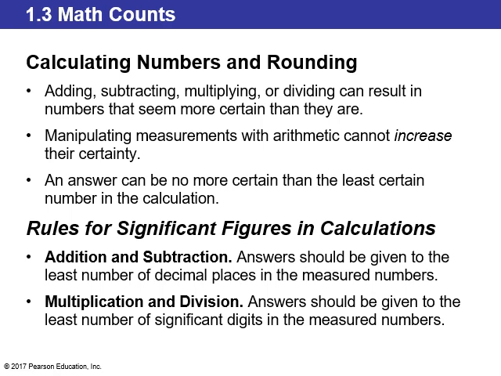So we have some rules for significant figures in calculations. For addition and subtraction, our answers should be given to the least number of decimal places in the measured numbers. That means if we have more than one measured number, you count the number of decimal places in each number, and the number that has the fewest digits beyond the decimal point determines the number of decimal places you use. And we'll give an example of that in a second. For multiplication and division, answers should be given to the least number of significant digits in the measured numbers. Again, we'll give an example of that in just a second.